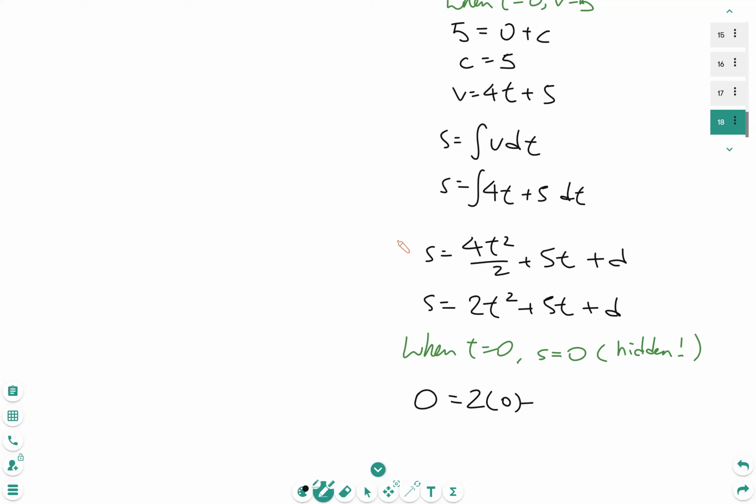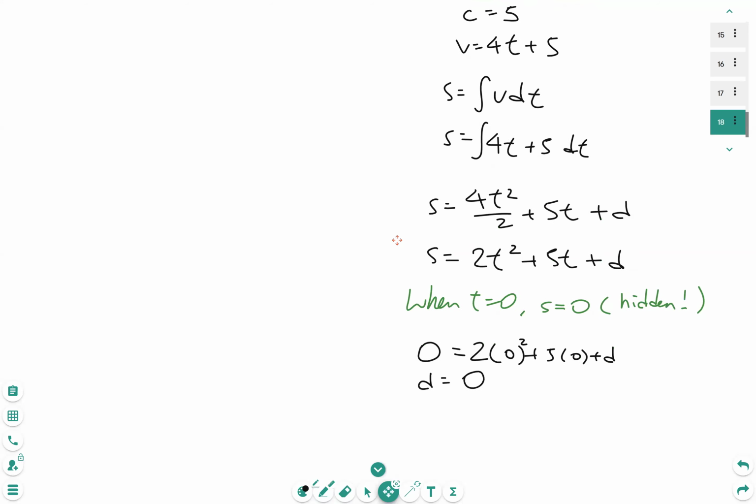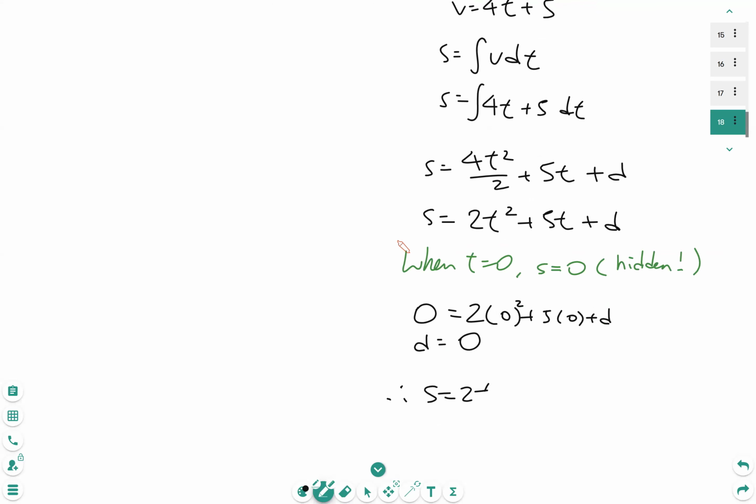So 2 times 0 plus 5 times 0 plus d, so d equals 0. Therefore, s equals 2t squared plus 5t. And what do you know about p, q, and r? Therefore, p equals 2, q equals 5, and r equals 0.